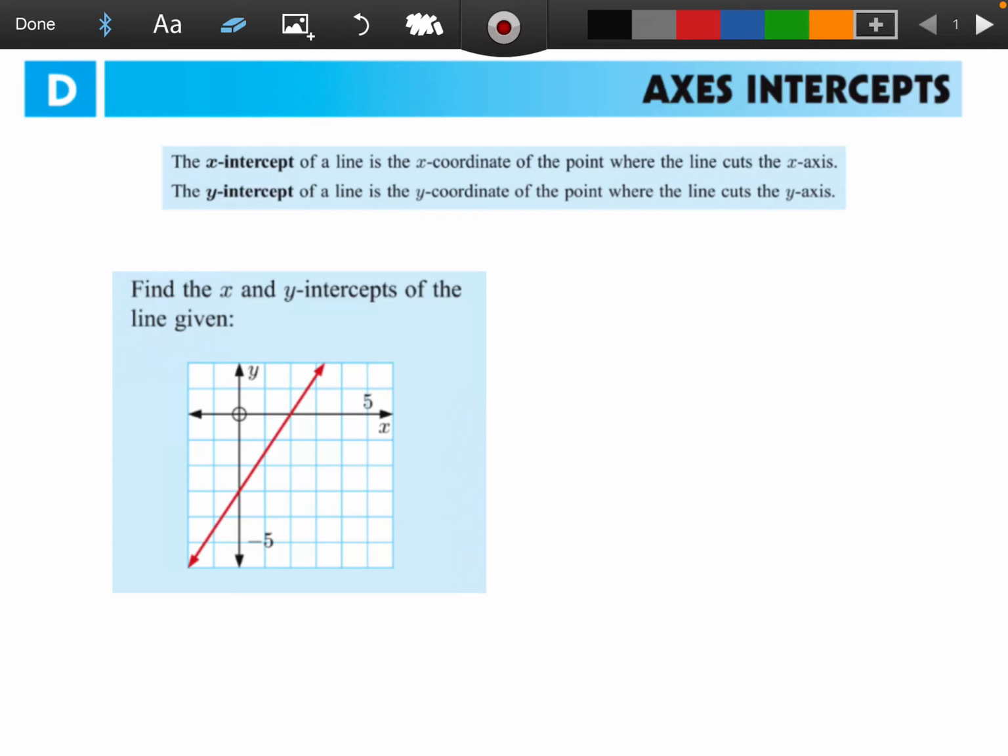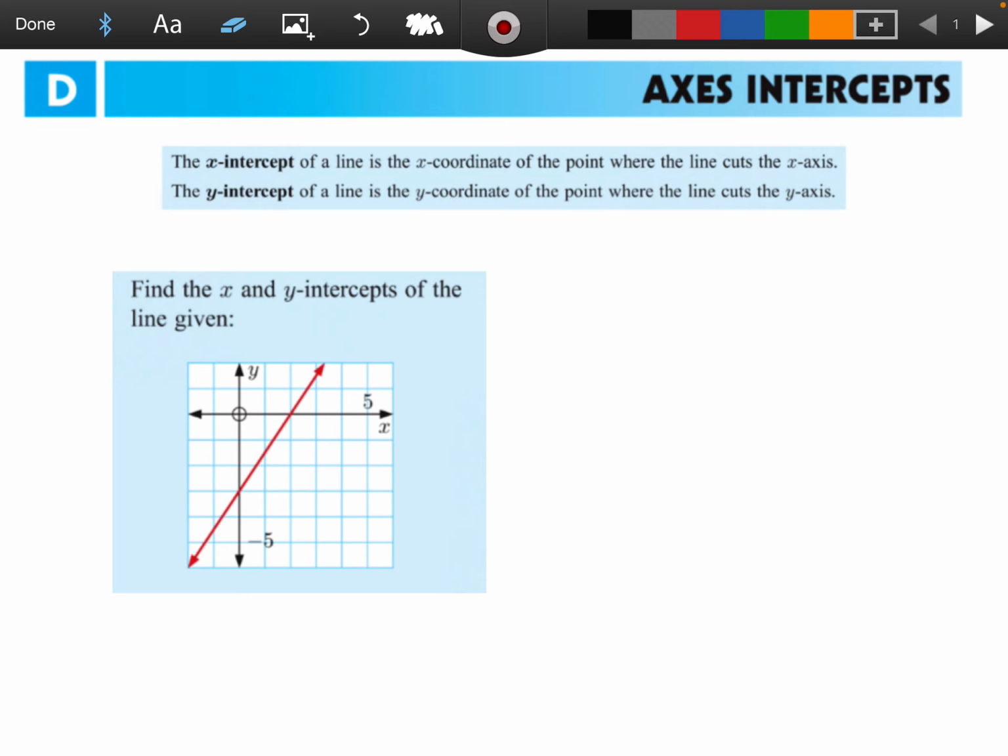Hi, so this video is going to be about axes intercepts. Remember we talked about axes being the plural for axis, so we're talking about more than one axis. And intercept, think about where things cross over one another, where they meet, where they intercept, where they intersect. So we've got two, obviously.